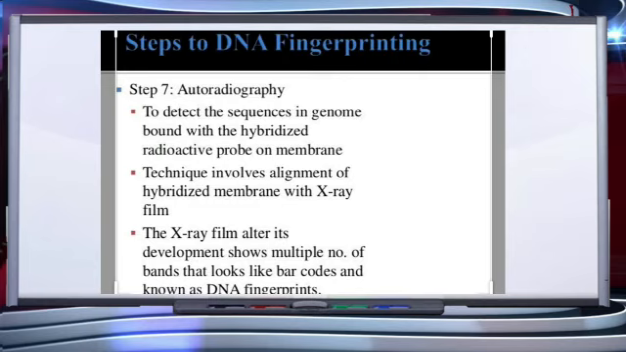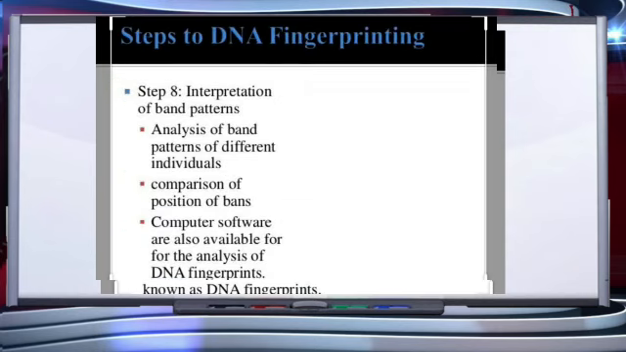Next is step 7. Autoradiography. To detect the sequences in the genome bound with the hybridized radioactive probe on the membrane. The technique involves alignment of the hybridized membrane with X-ray film. The X-ray film after its development shows multiple bands that look like barcodes and are known as DNA fingerprints.